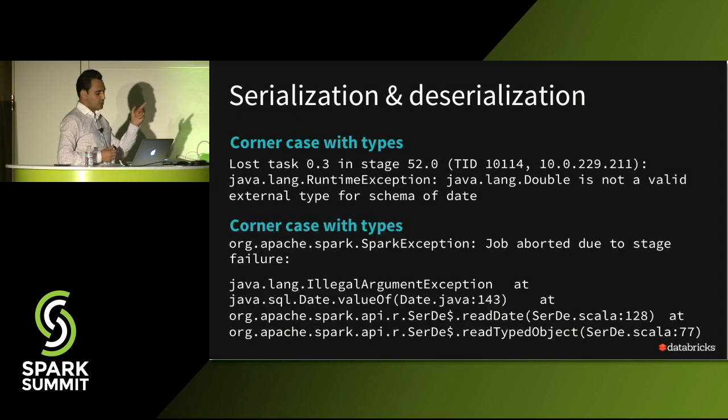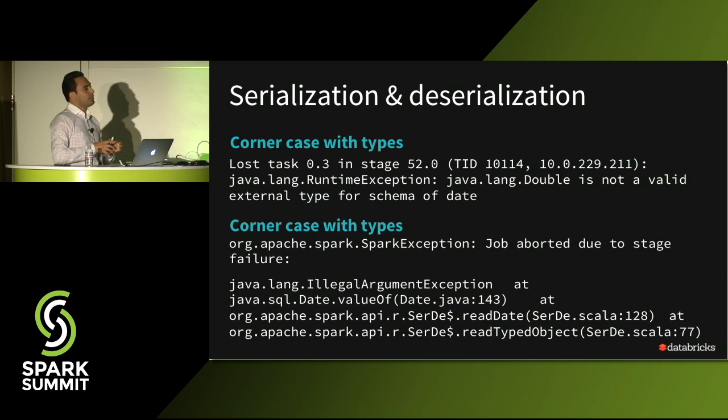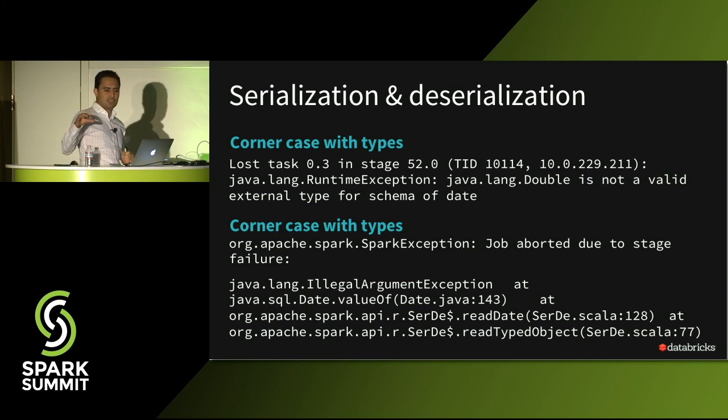Another example is this one. Inside the worker, it is complaining about not being able to get the value of date. So there are many, many examples of these. These are all examples related to the serialization and deserialization inside either the R process or the JVM on the driver, and sometimes, in this case, in the worker.